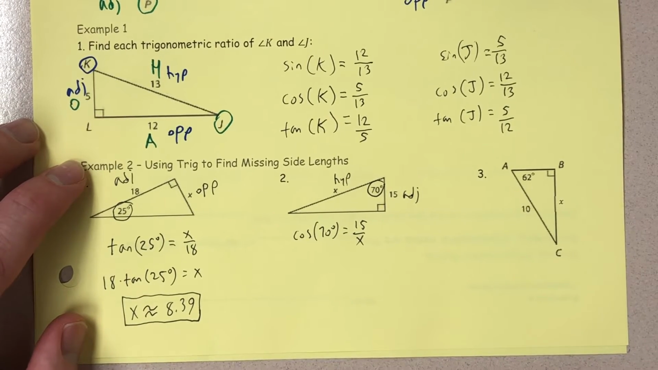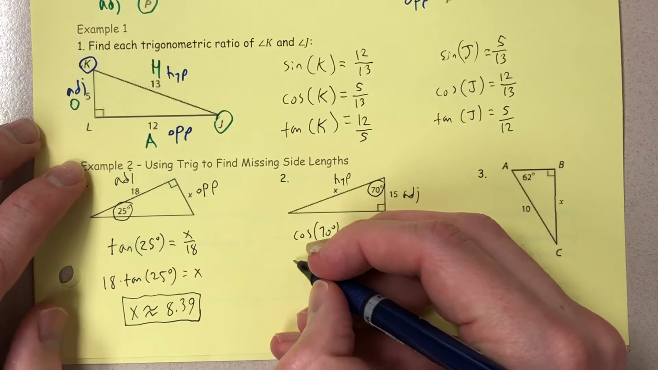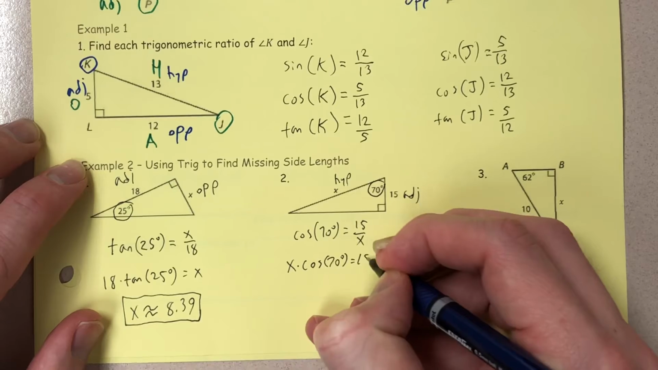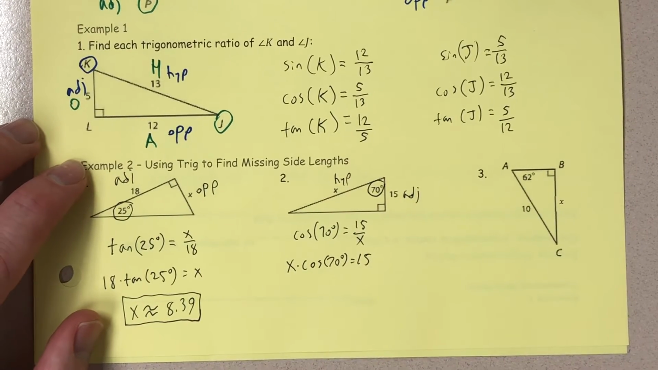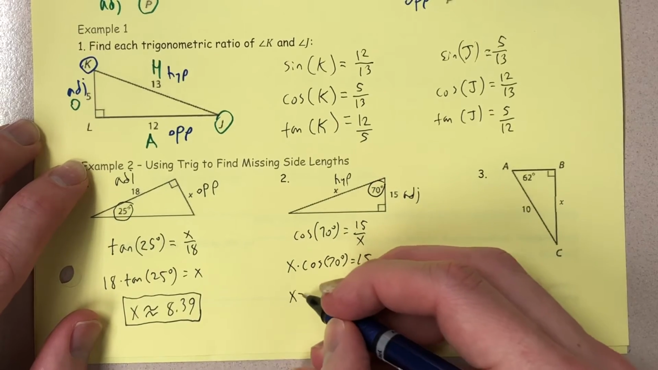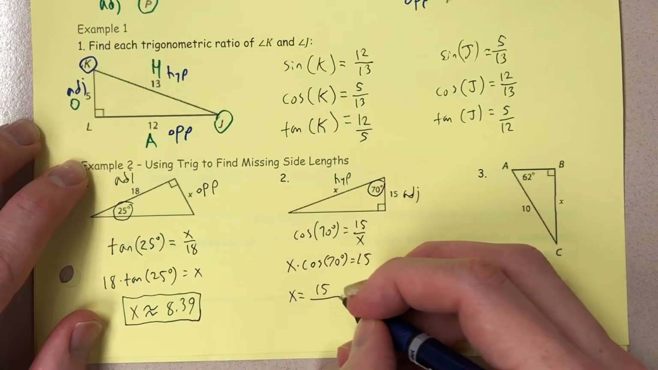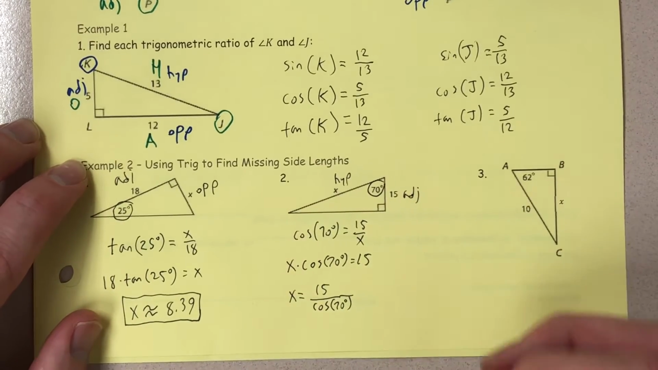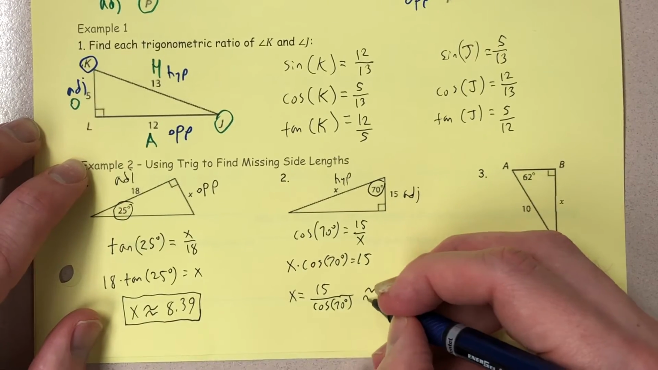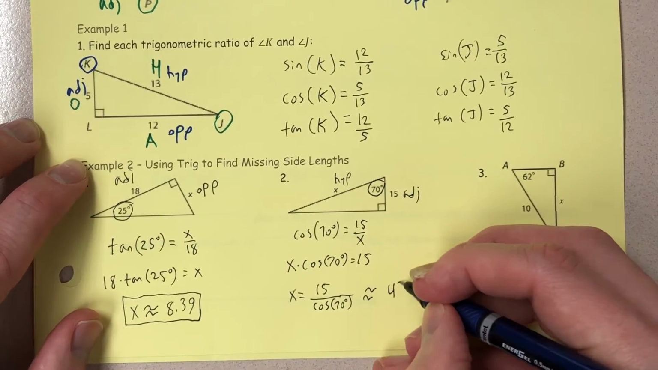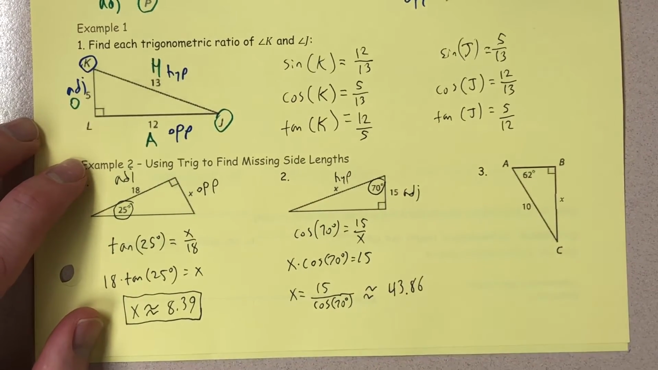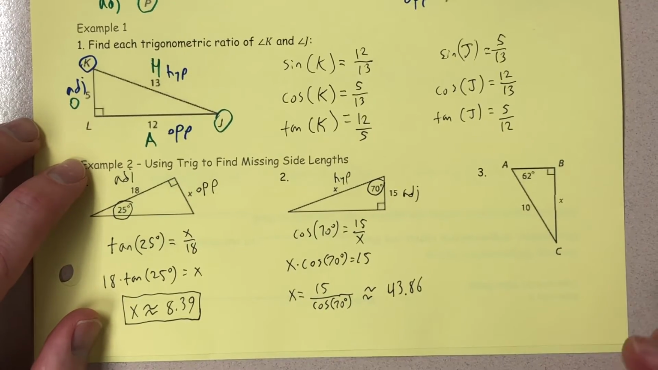So to get x by itself, we first have to multiply it to the other side. So with that, we can say x times cosine of 70 degrees equals 15. And now to get x completely by itself, we could say x equals 15 divided by cosine of 70 degrees. And this is approximately equal to 43.86. Again, you'll need a calculator for this. We can talk about how to do this later on.